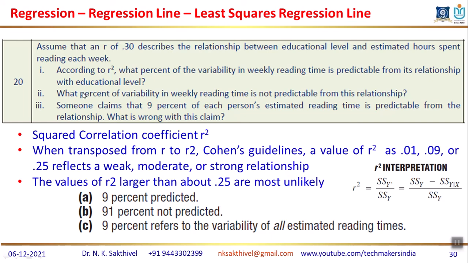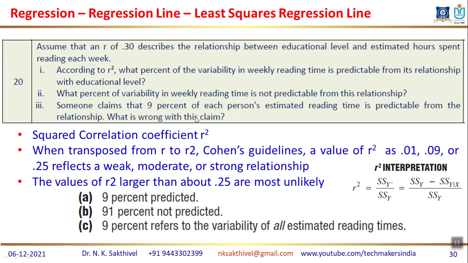So the second question is, what percentage of variability in weekly reading time is not predictable? Not predictable means, since the previous question's predictable is 9%, not predictable is 91%. That means 100 minus 9. You can understand. Okay. The third question is, someone claims that 9% of each person's estimated reading time is predictable from the relationship. What is wrong with this claim?